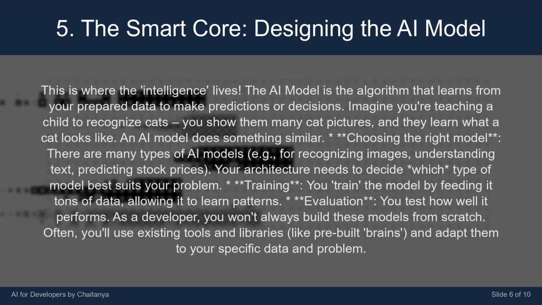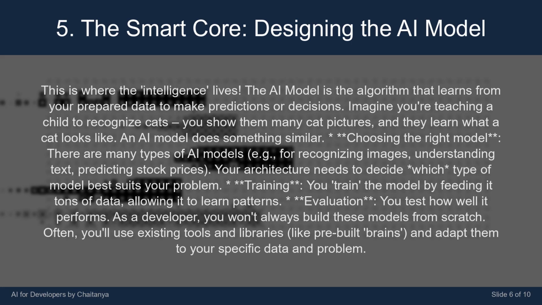This is where the intelligence lives. The AI model is the algorithm that learns from your prepared data to make predictions or decisions. Imagine you're teaching a child to recognize cats. You show them many cat pictures, and they learn what a cat looks like. An AI model does something similar.